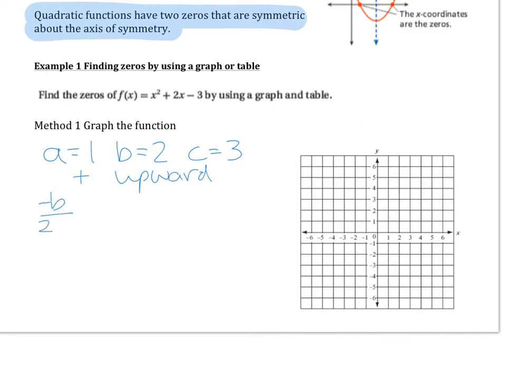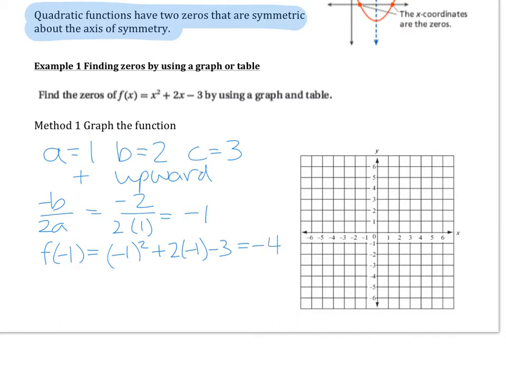Then we're going to do the opposite of b over 2a, and we can substitute that value in. Make sure you use parentheses when you square, or you'll get a wrong value. Negative 1 squared is 1. Minus 2 is negative 1. Minus 3 is negative 4. So my vertex is at negative 1, negative 4. My axis of symmetry is x equals negative 1.